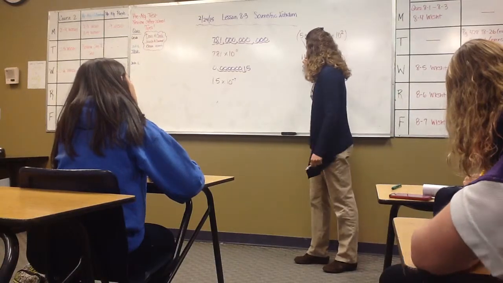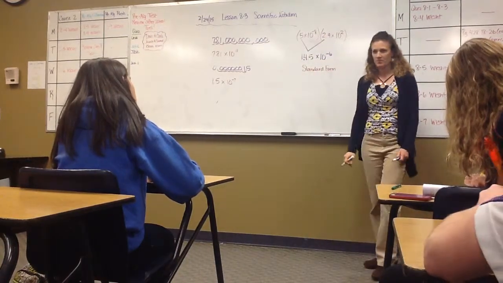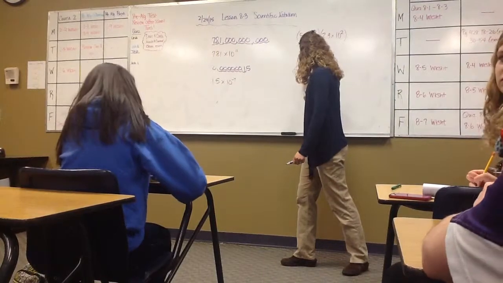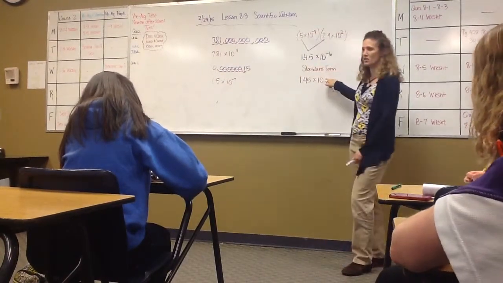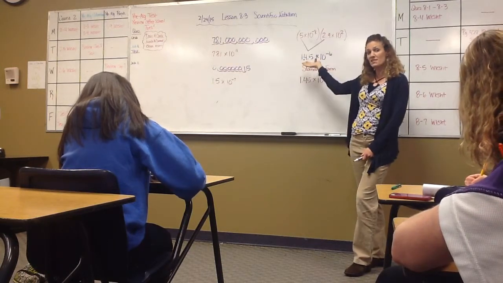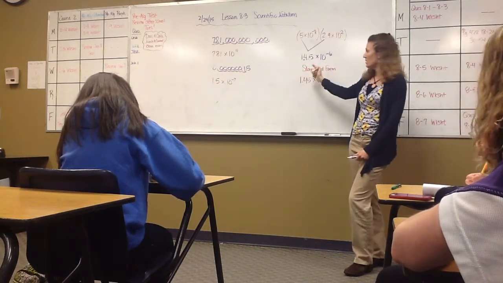So I want my decimal to be right there. Okay? So I want this to be 1.45 times 10 to the, I have to figure out what my new power is. Because whenever I move my decimal, I have to change my power, right?